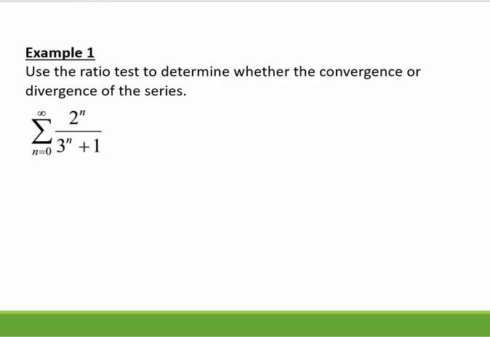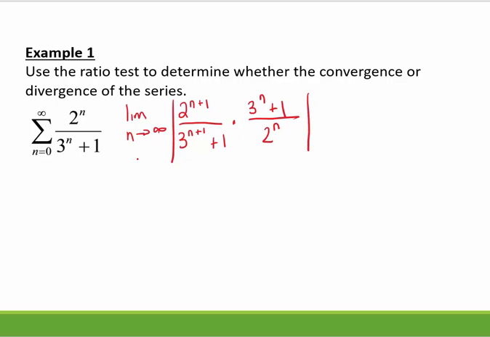Okay, so this first example. Again, what you want to find is the limit as n goes to infinity of the n plus 1 term. So everywhere you see an n, you plug in n plus 1. And it's the absolute value of that. So I multiply then by the reciprocal of the bottom, which is 3n plus 1 all over 2 to the n. Now it's just a lot of algebra.